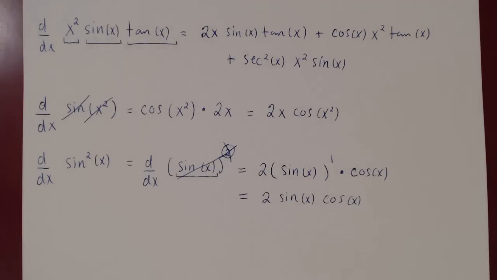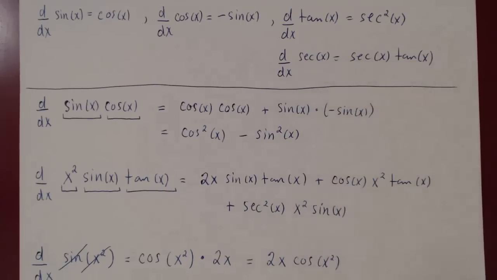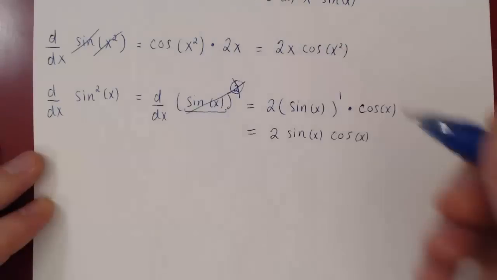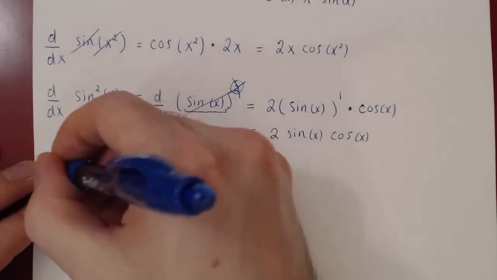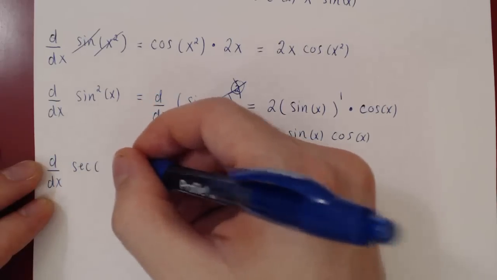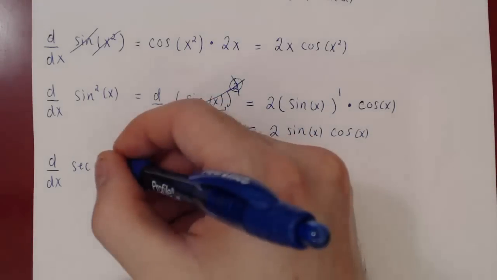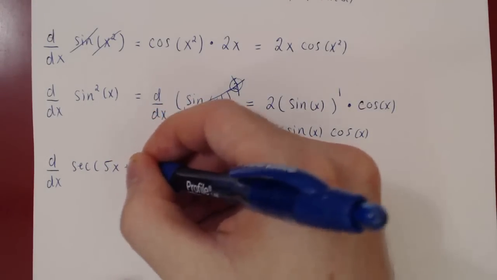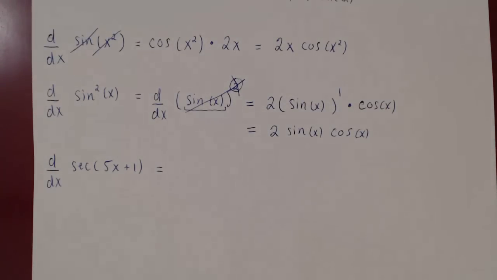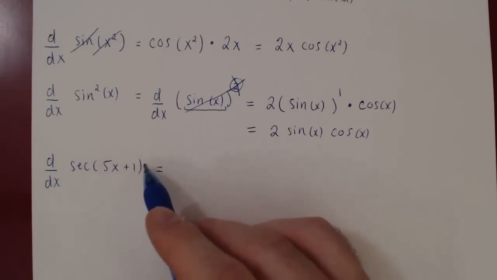Let's do a couple more examples. Let's do one with, say, secant. Let's just differentiate secant of something. And let's take, say, 5x plus 1. Once again, here we have a composition, right? If you read this out loud, this is secant of 5x plus 1.